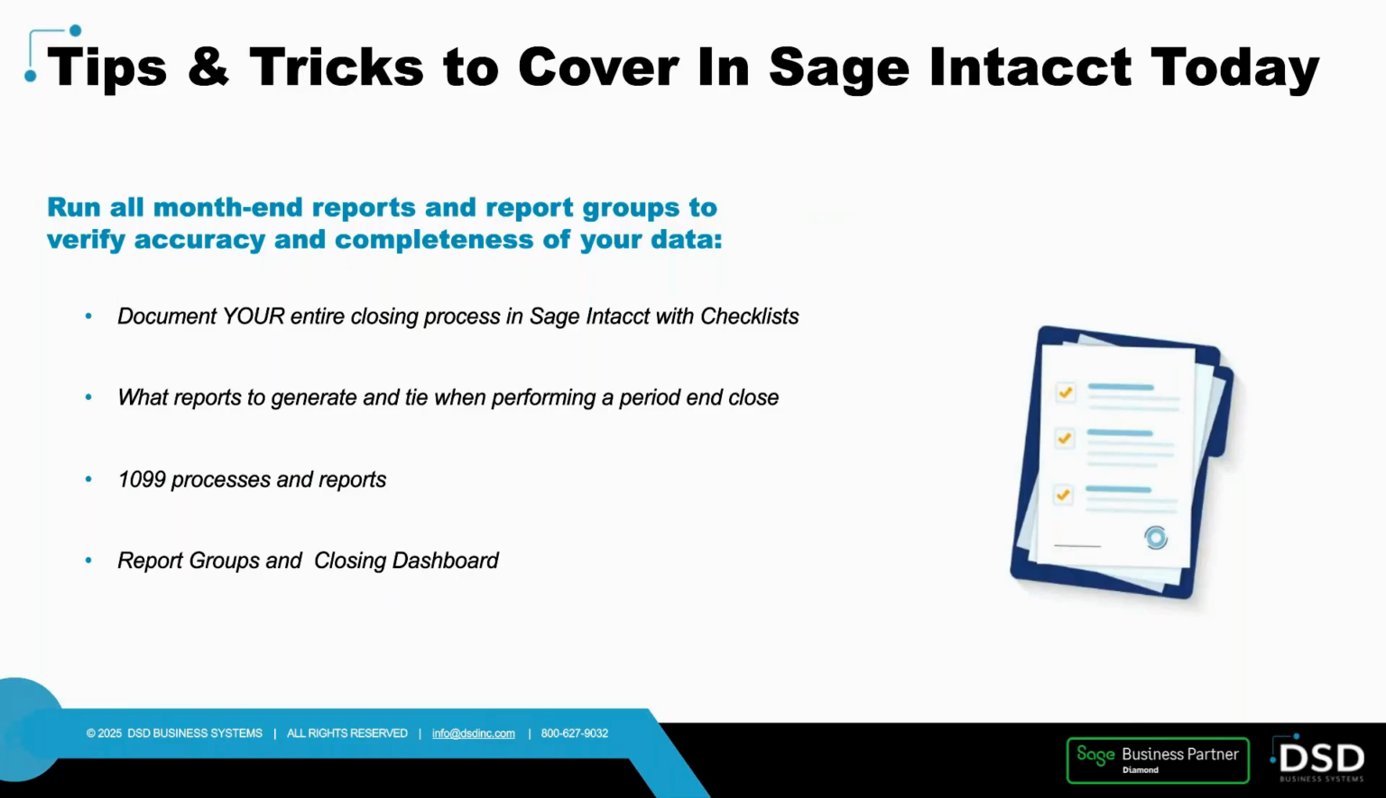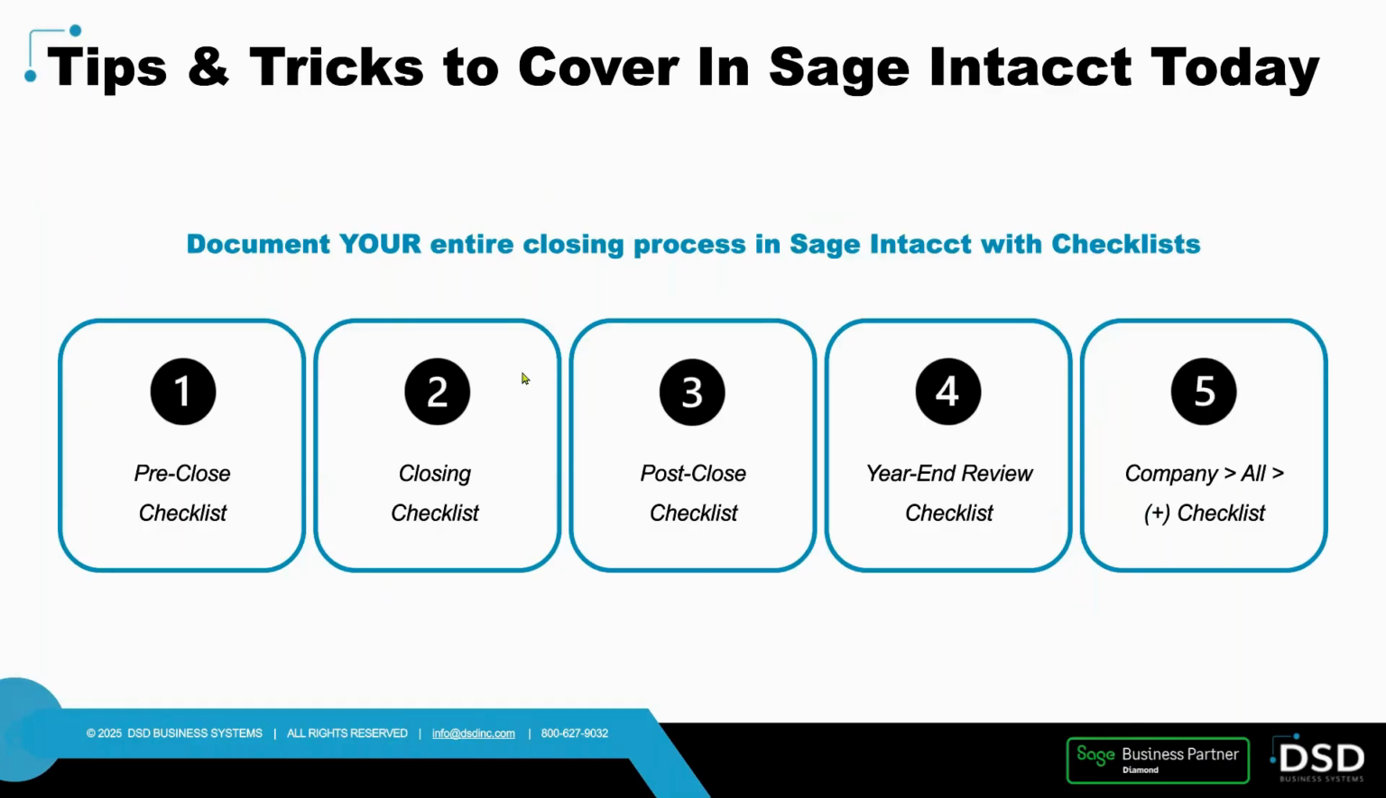What reports to generate when you tie out and perform a period end close, making sure that 1099 process and reports are all completed and tied out, and making sure everything has been pretty much set to maybe your prior and your current, just so that is all updated. If you have report groups, you can add those, as well as again, that closing dashboard.